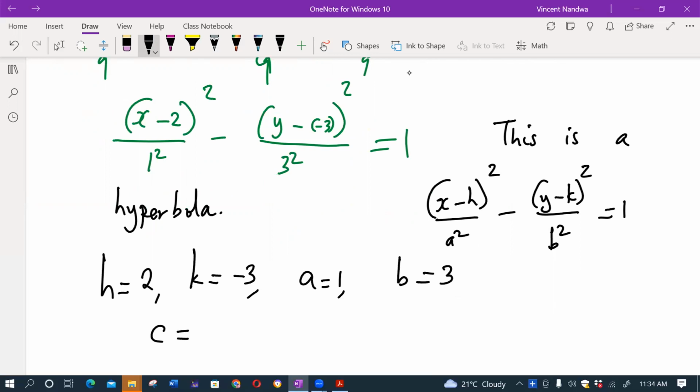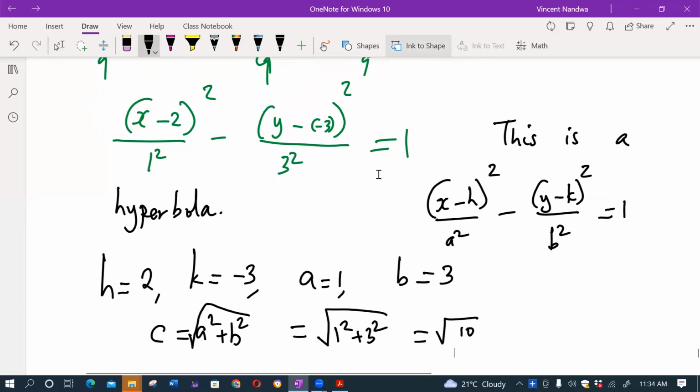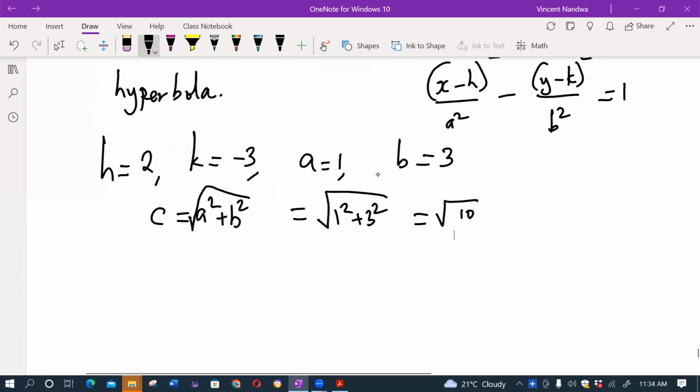will be given by the square root of a squared plus b squared. So which will be the square root of 1 squared plus 3 squared, which is root 10. And eccentricity is c over a. So root 10 over 1.